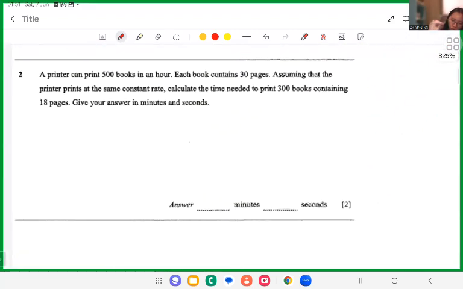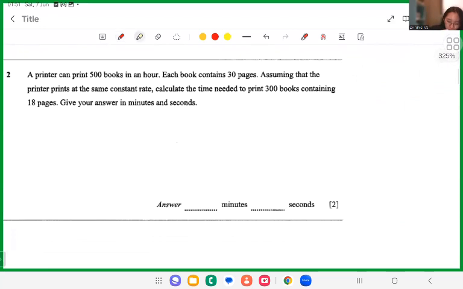For question 2, a printer can print 500 books in an hour. Each book contains 30 pages. Assuming that the printer prints at the same constant rate, calculate the time needed to print 300 books containing 18 pages. And then give your answer in minutes and also seconds.